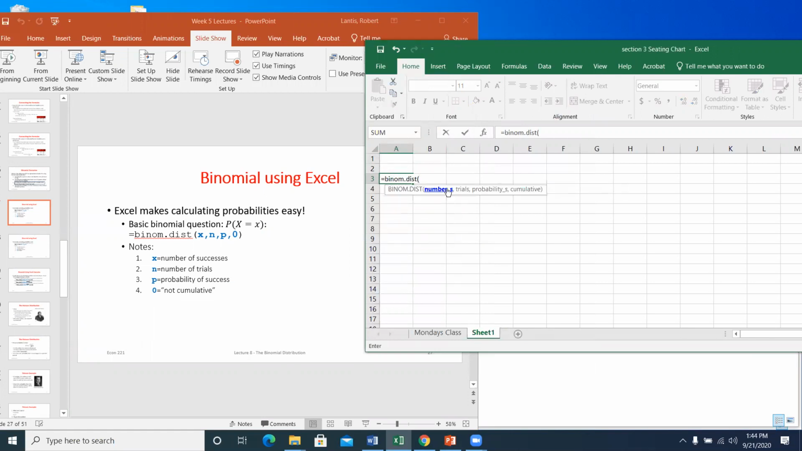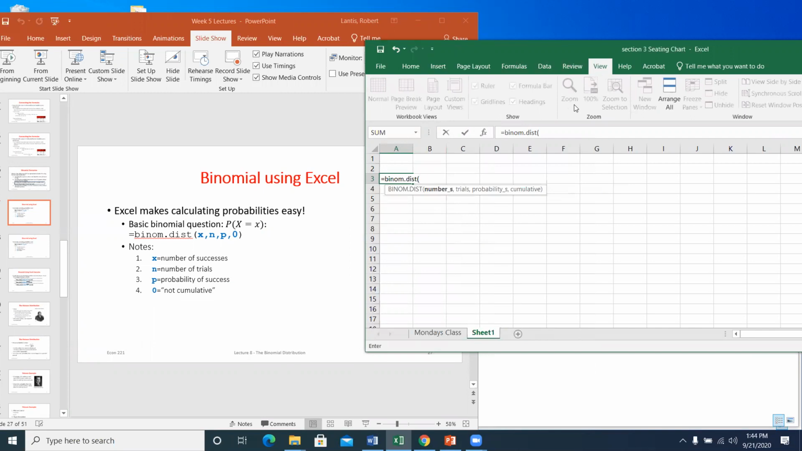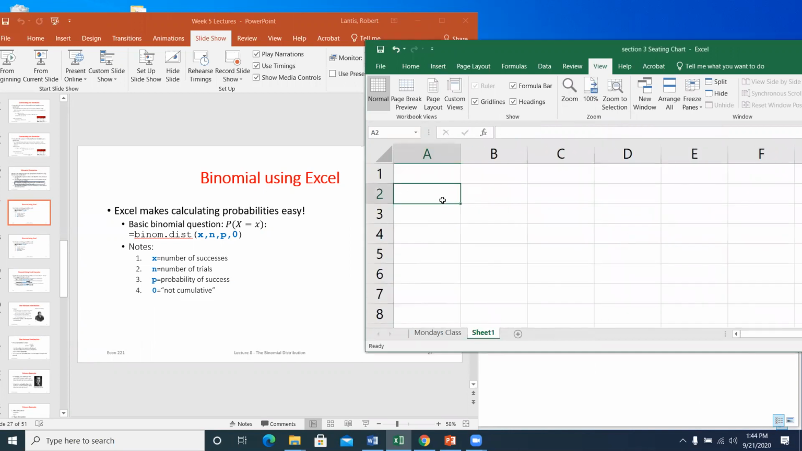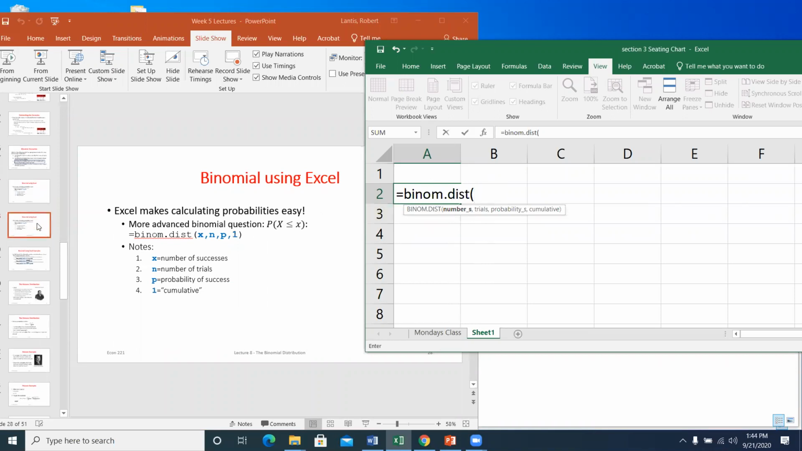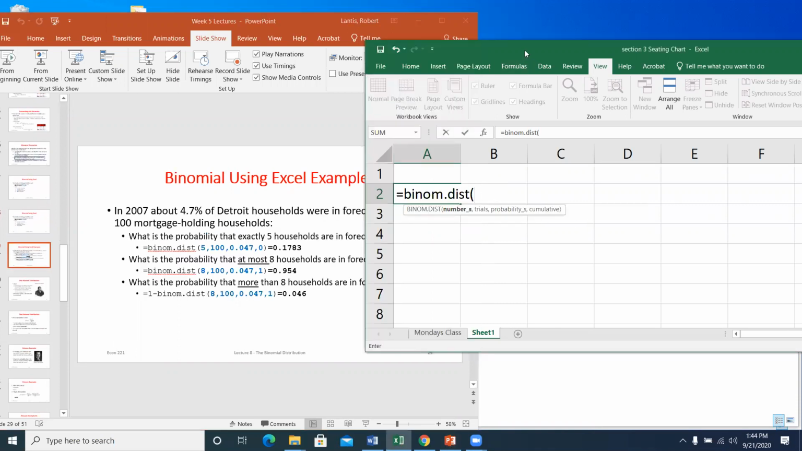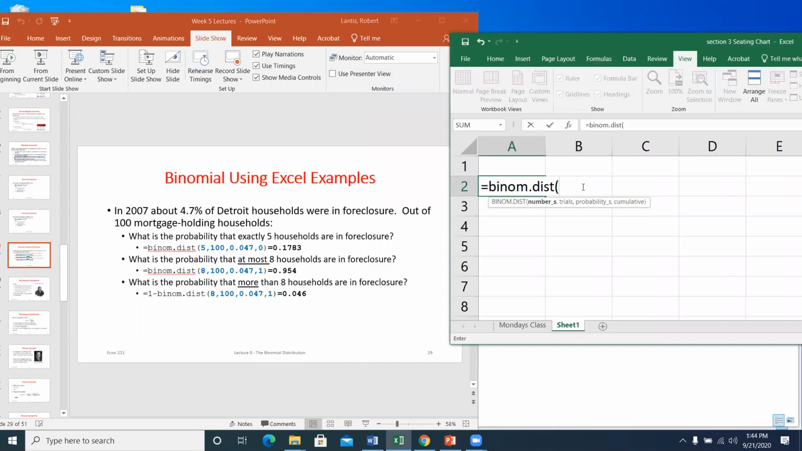We're just going to use this binom.dist formula. Hold on, let me zoom in here. So binom.dist. Now I can put the numbers in here that I want. The one I did here was Detroit foreclosures. So let's say we're looking at, the first thing we want to put is the number of successes we're interested in.